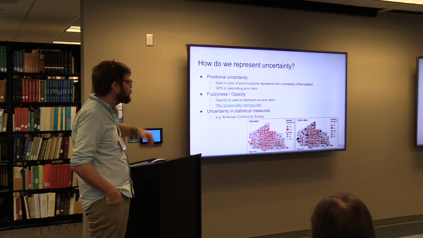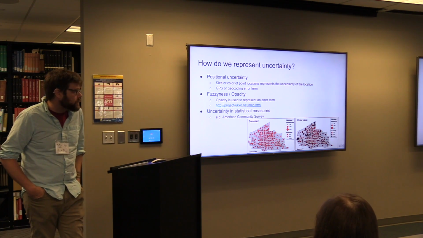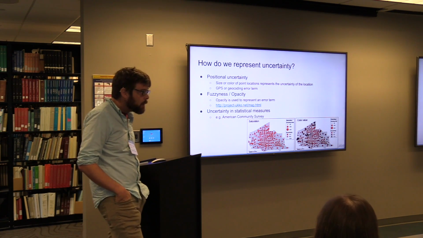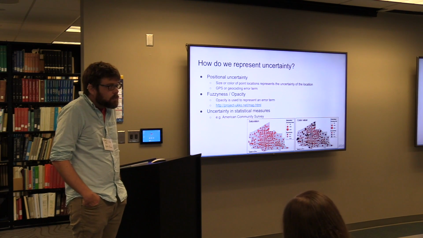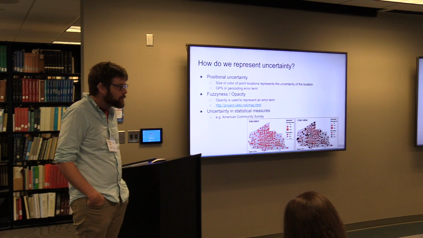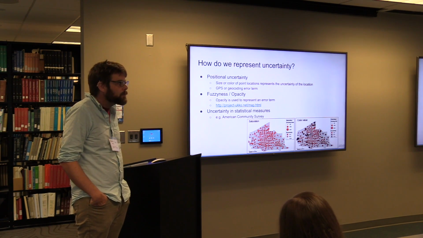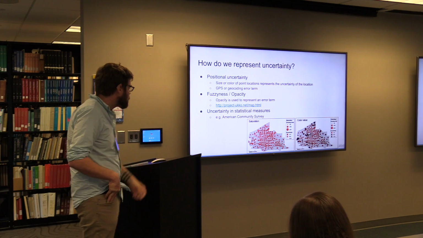So there's a lot of different ways we can represent these things spatially. For things like positional uncertainty, you could use the size or the color of the point, the location to represent it. That has some serious issues with it because it makes uncertain things look bigger and more obvious, which is kind of the opposite of what you want. So you have to do some sort of tweaking on that.